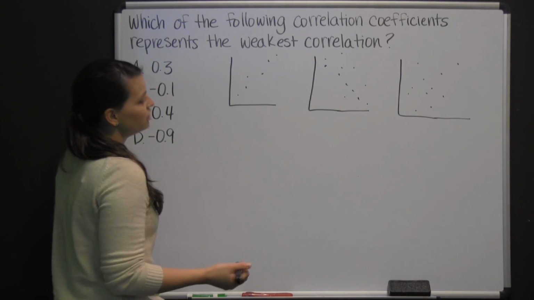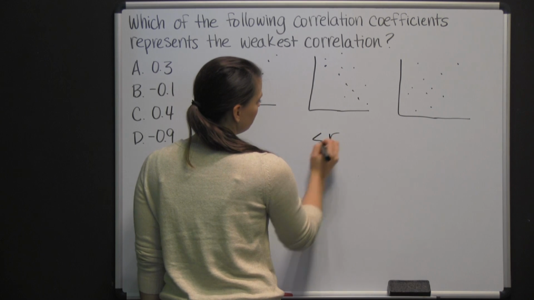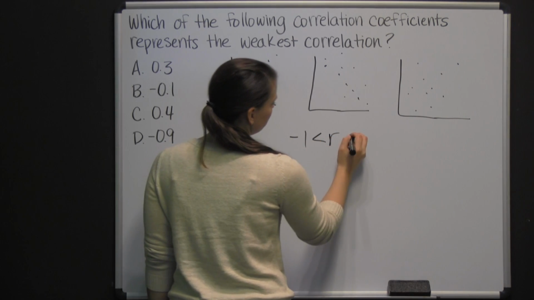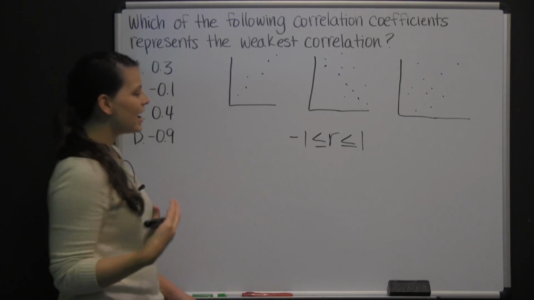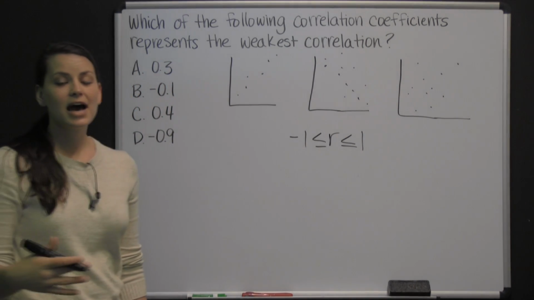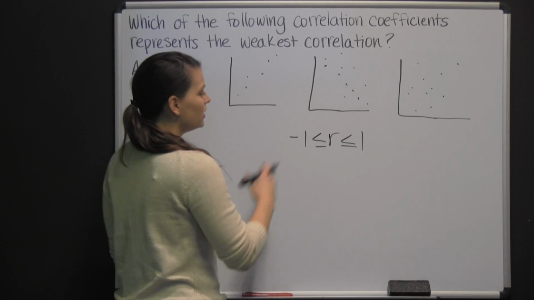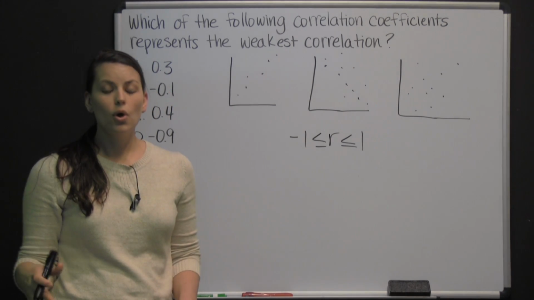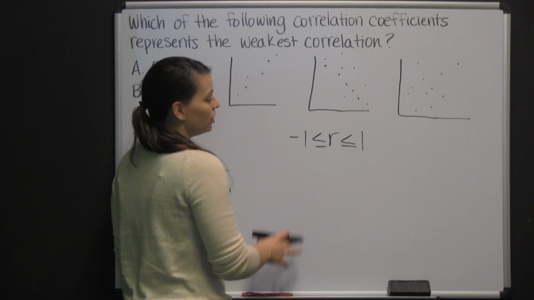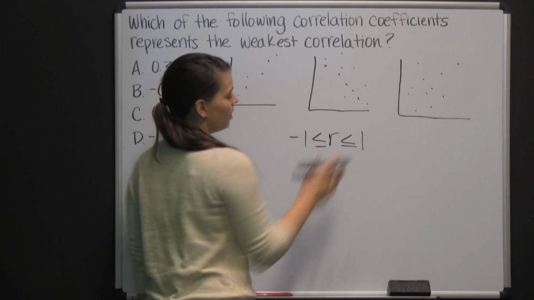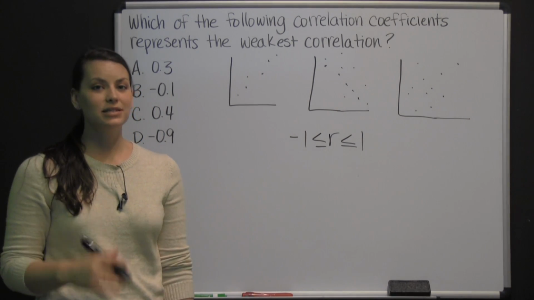The correlation coefficient, we usually use an R for it, and it's a number between -1 and 1. And that negative just indicates that it's a negative correlation, or that our points are decreasing. So the negative has nothing to do with how strong or how weak the correlation is. The stronger the correlation, the closer it will be to -1 or to +1. The weaker the correlation, the closer it is to 0.